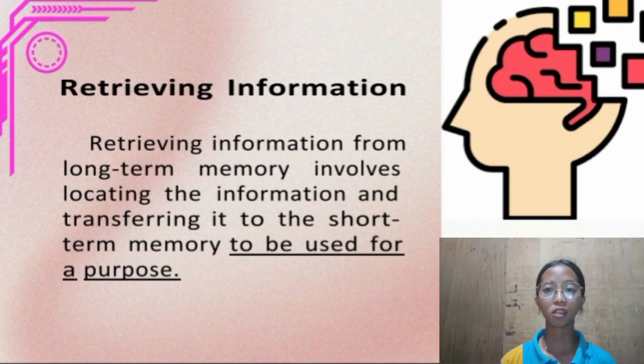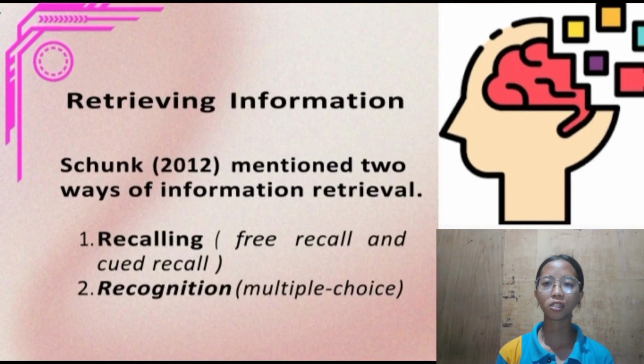So now let's go to retrieving information. Retrieving information involves locating and transferring information to short-term memory. It means locating information in your long-term memory and bringing it back into your short-term memory so you can use it. Under retrieving information, they have 2 methods. The first one is recall and the second one is recognition.